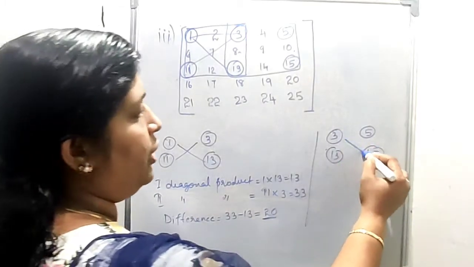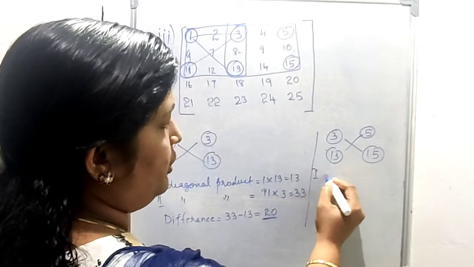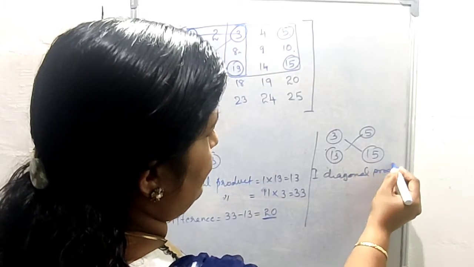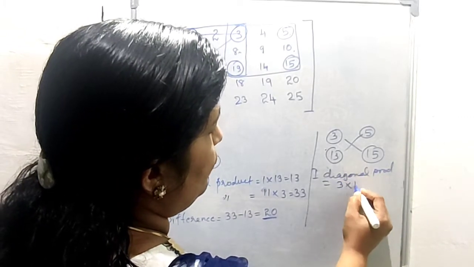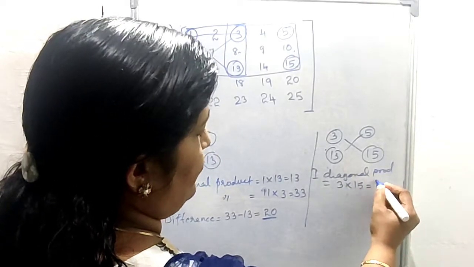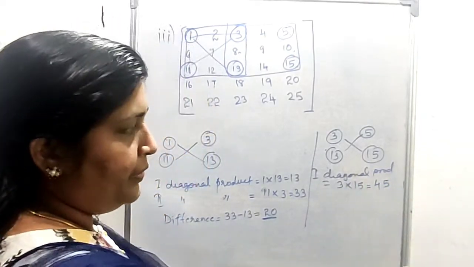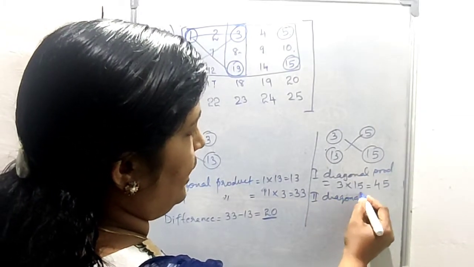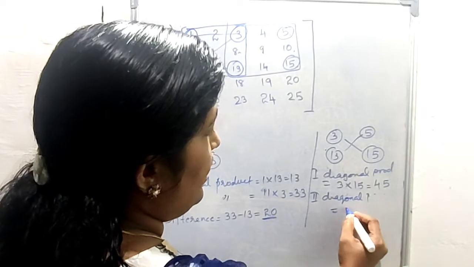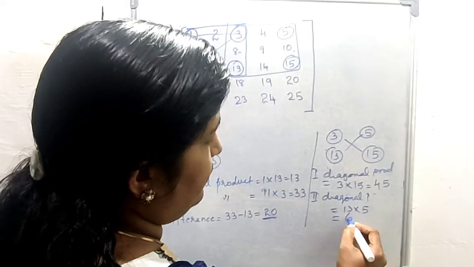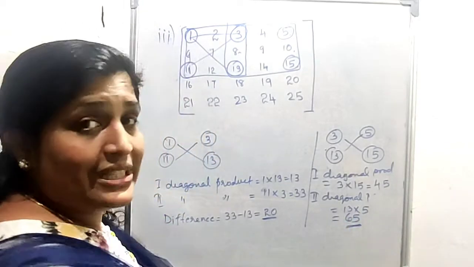Now I am going to find out the diagonal product. What about the first diagonal product? The first diagonal product is equal to 3 into 15. What is 3 into 15? 3 into 15 is equal to 45. Now the second diagonal product is equal to 13 into 5. What is 13 into 5? 13 into 5 is equal to 65.